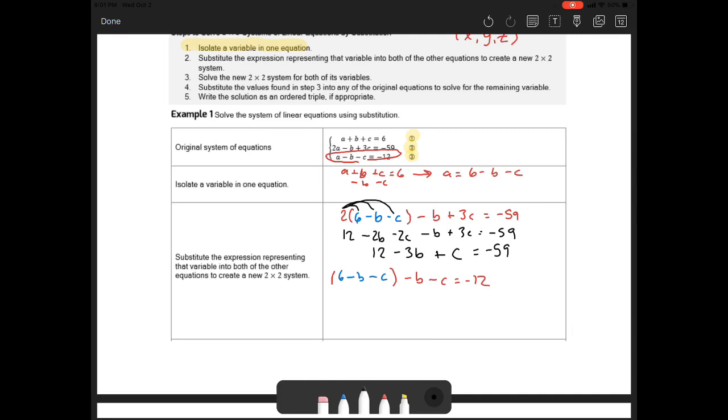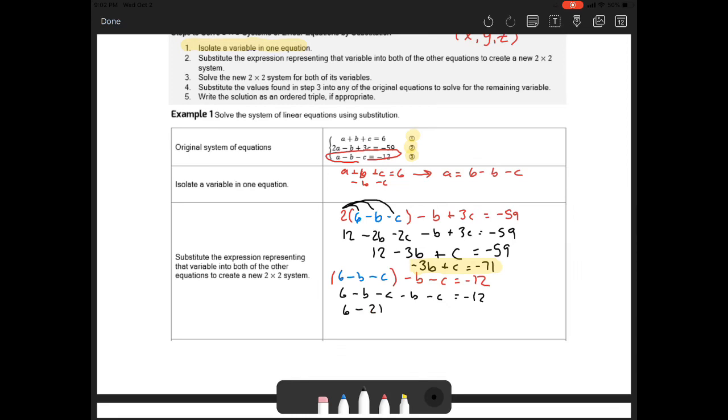It can still be simplified one more time because I've got my 12. So my final one should be negative 3b plus c equals negative 71. That's the simplest it can go. So that's one of my new equations right here. My second one, now we're going to do the same thing. And all we have to do on this one, guys, is combine like terms because it's going to be 6 minus b minus c minus b minus c equals negative 12.